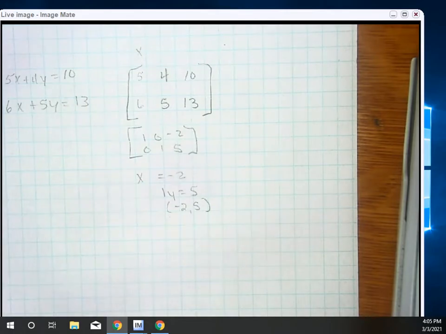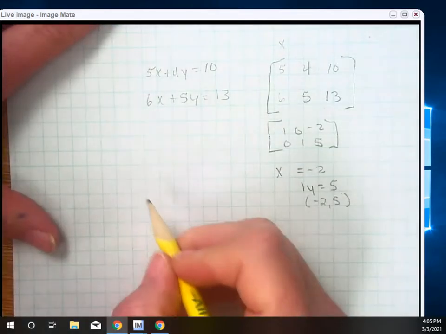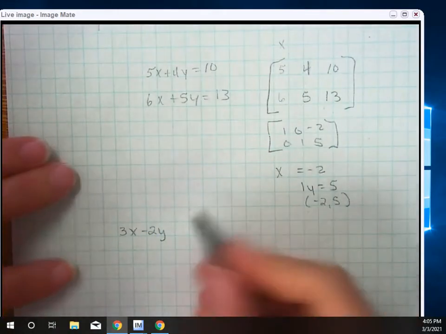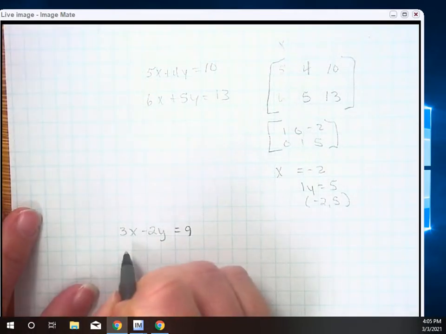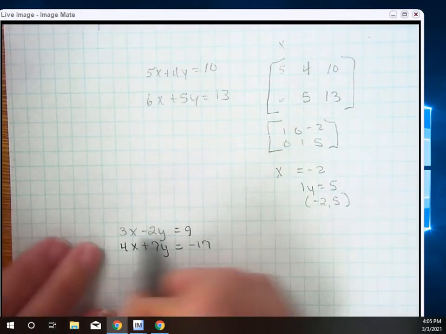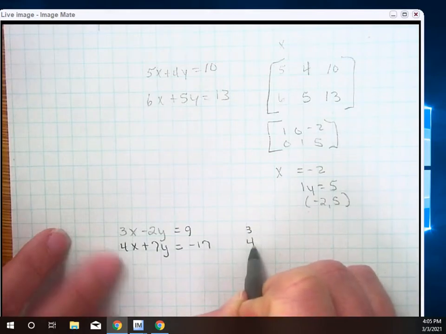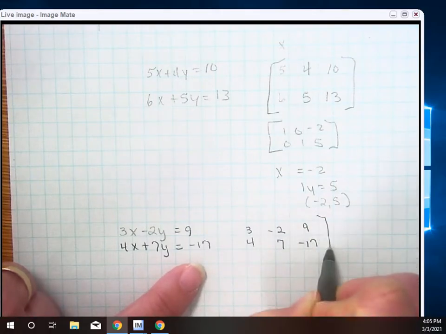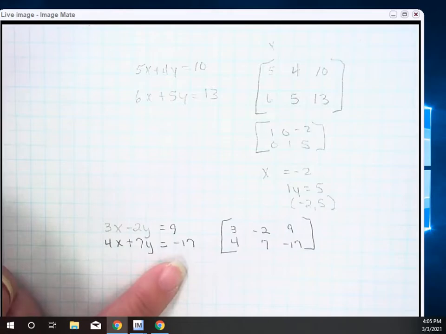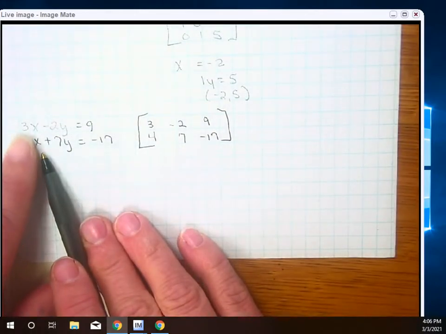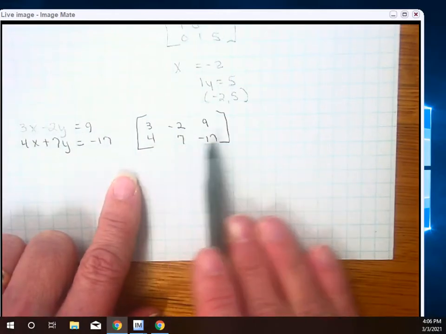Solve the system. Let's do this one more time. I'm going to solve the system of equations 3x minus 2y equals 9, and 4x plus 7y equals negative 17. Without the x and the y, line the x's up, line the y's up with their sign, line the constants up, and those are the entries that we're going to put into our calculator, okay? So you notice these are in standard form. The numbers are all lined up, x's, y's, and then constants.